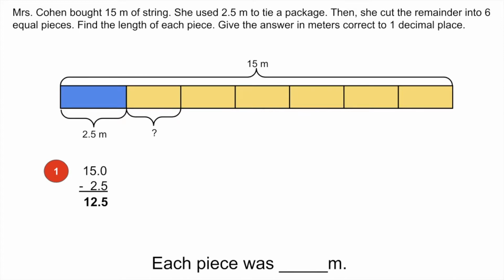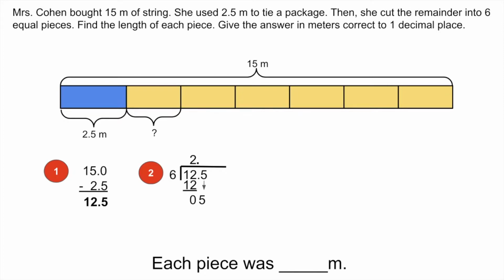Now that is the remainder, so all of the yellow on that bar. Now I just want to find one out of 6 pieces, and they're all equal pieces. So I can find one of those parts by dividing 12 5/10 by 6. So our second step is to take 12 5/10 and divide that by 6. Now I'm going to divide. 6 goes into 12 2 times. We multiply and subtract.